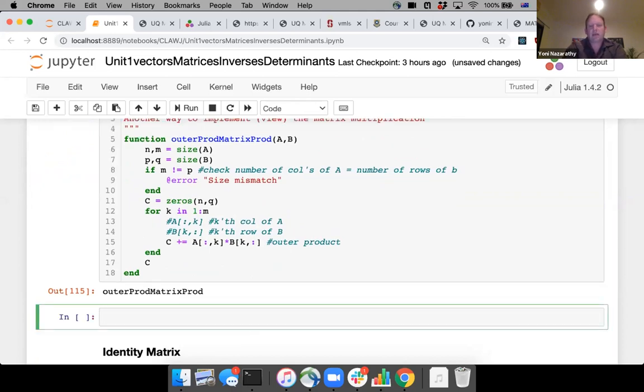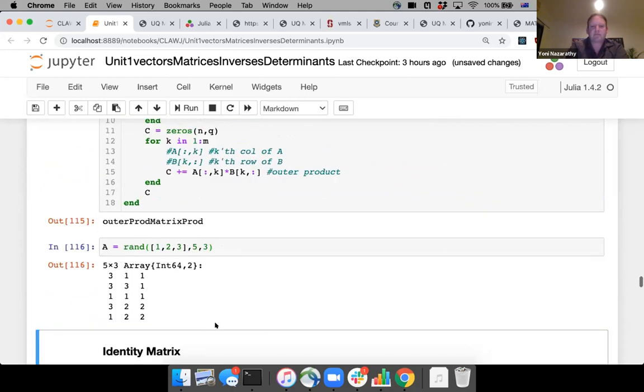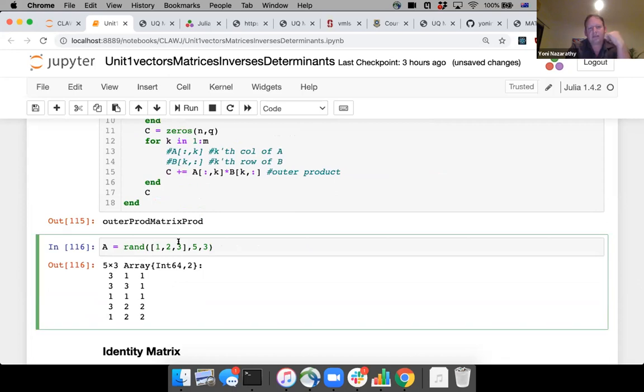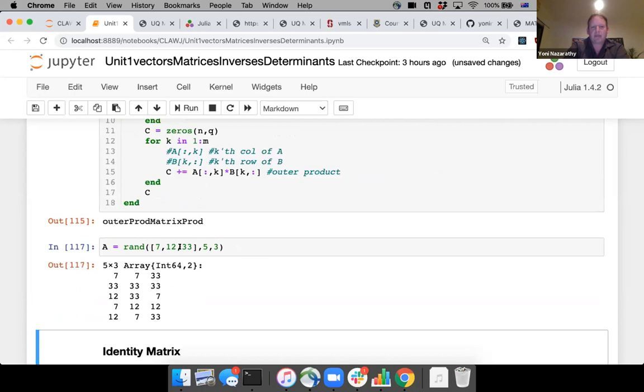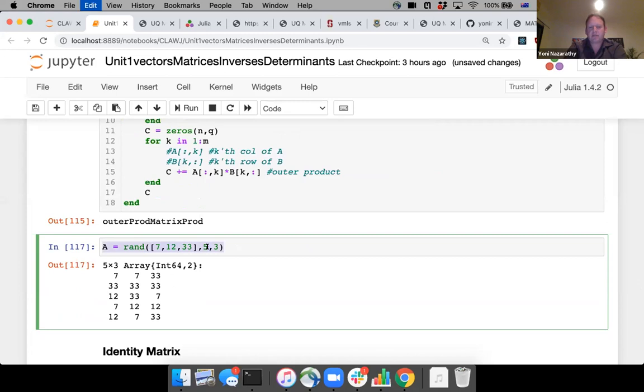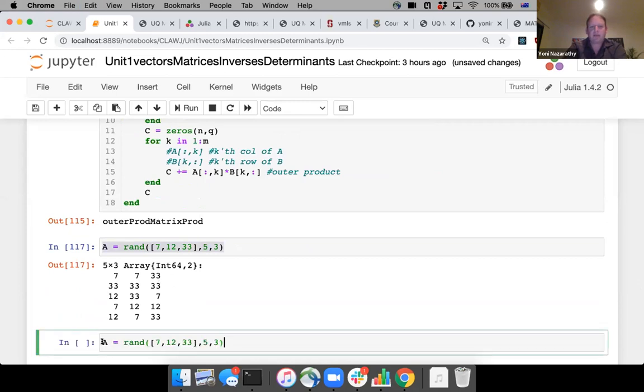Let's make A to be a rand of 7, 12, and 33, a 5 by 3 matrix. This selects random entries from this set, and it's a 5 by 3 matrix just so it's kind of nice. Let's take B to be a matrix of rand with entries negative 1, 0, 24, maybe some more entries, 23, 52, 4. And this one will be of dimension 3 by 10.